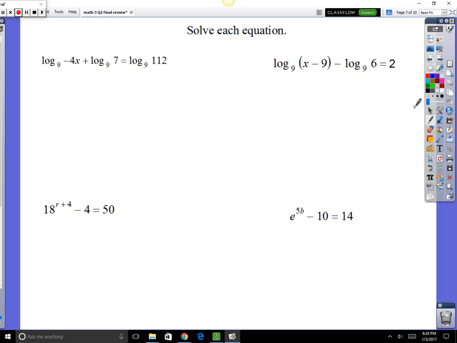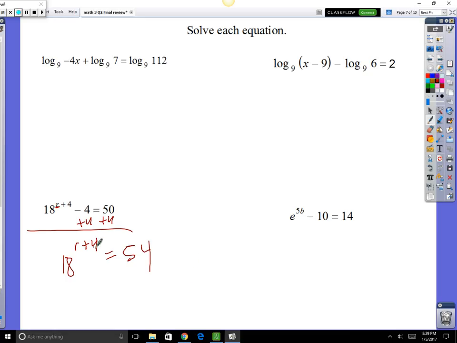Okay, the third one, you got to solve for r. So these top two were given to you in logarithmic form, and these bottom two are given to you in exponential form. So you got to remember, to undo logs, you use exponents. To undo exponents, you use logs. They're inverse of each other. So solve for r. Ditch this minus 4. So let's plus 4 to both sides. And you should have 18 to the r plus 4 equals 54.